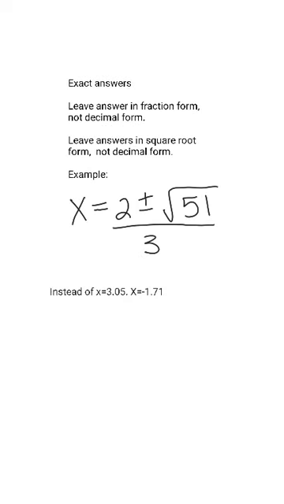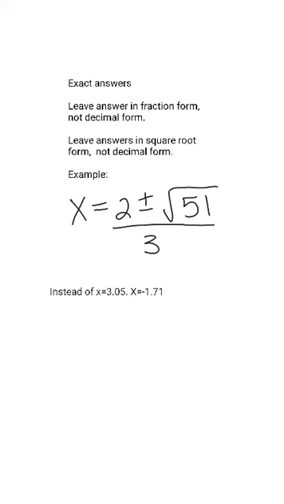These are the quadratic formula notes with exact answers. When you have exact answers, you want to leave your answers in fraction form, not in decimal form. So if you go ahead and divide at the end and you get a decimal answer, then you need to reduce the fraction or leave it as a fraction and not use the decimal. If you get a whole number answer, then of course you leave it a whole number. Then you would leave your answers in square root form, not decimal form.